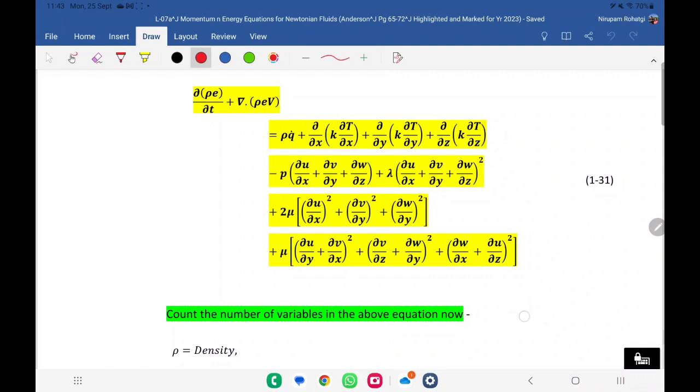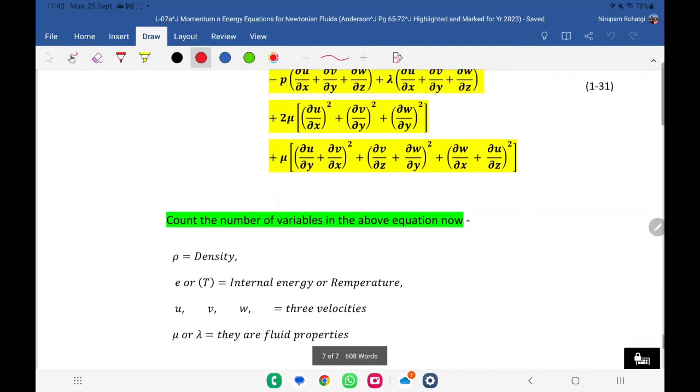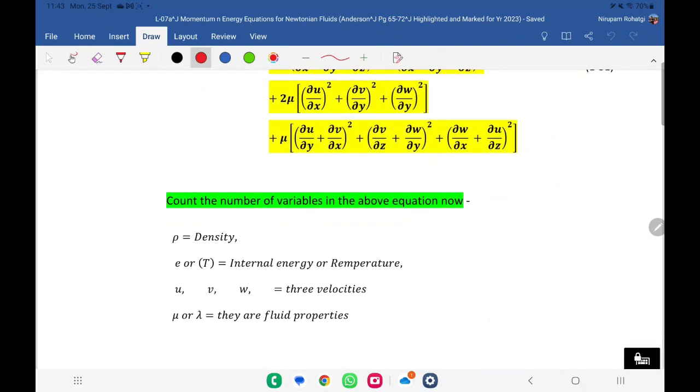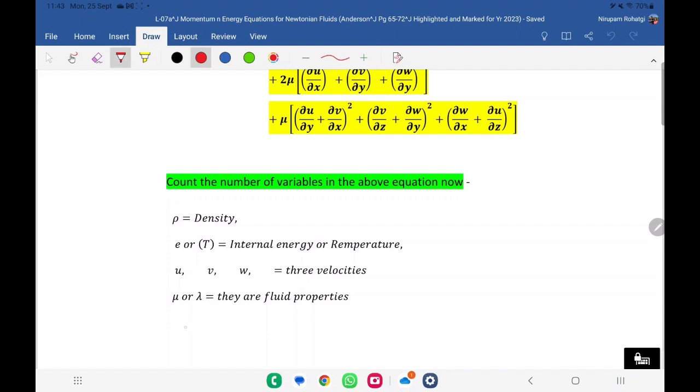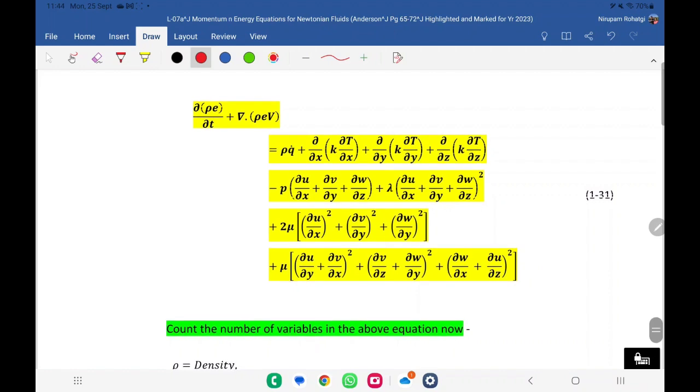Now, you can count this. Now you will find rho, density, UVW, and pressure also here. Pressure will also be here because, you see this. Yeah, where do you have pressure? Energy means here. This is the pressure here. Okay, yes, this is pressure.